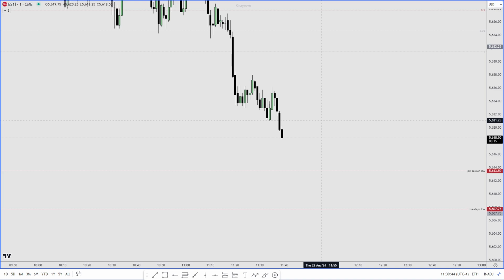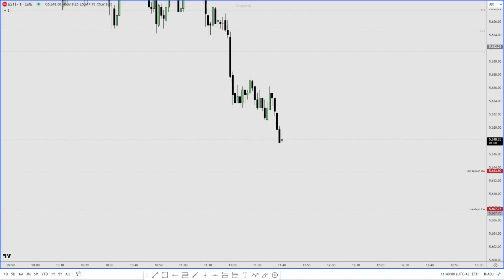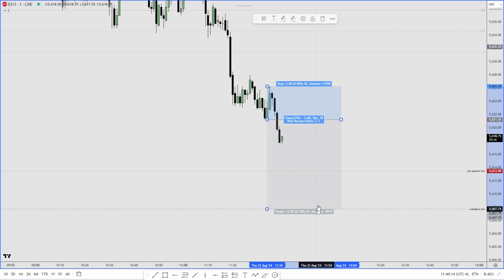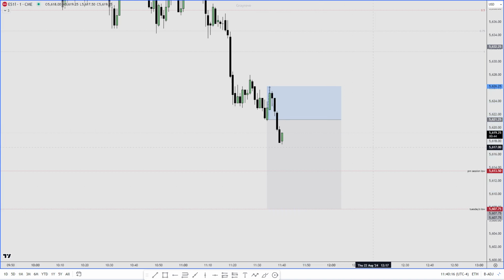NQ has traded into the daily fair value gap already. What's the risk here? Five points. 2R.